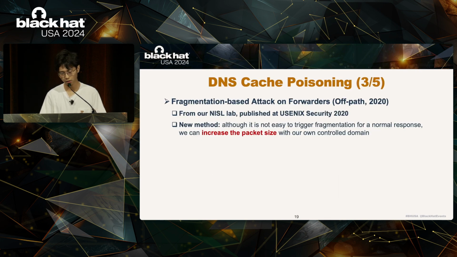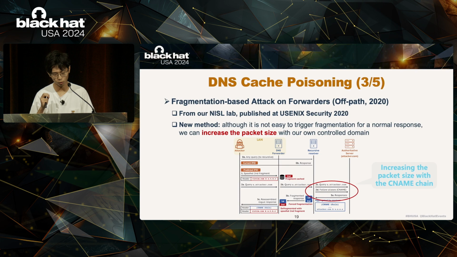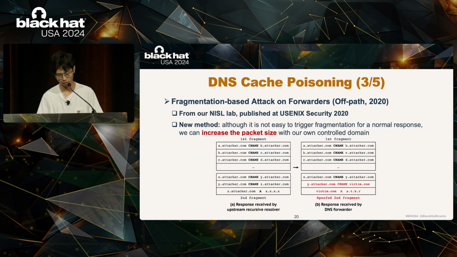However, our lab found that by increasing the packet size with same-name chains, the fragmentation-based attack can still work. Also, it's not easy to trigger fragmentation for a normal response. We can increase the packet size with our own controlled domains by creating same-name chains. As in the figure on the left, we can create same-name chains to increase the packet size and trigger the fragmentation. And the red part in the right figure is the second fragment we spoof to poison victim.com, which points to the attacker's controlled IP address.